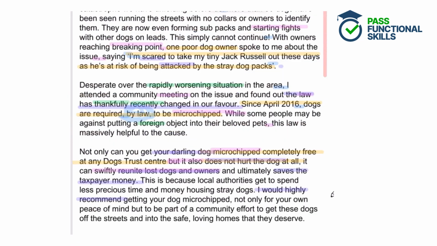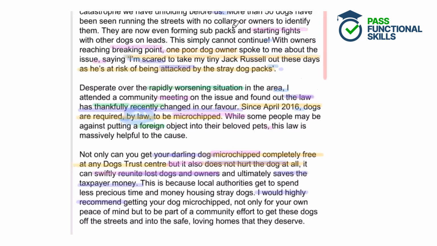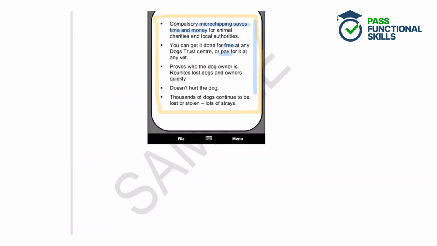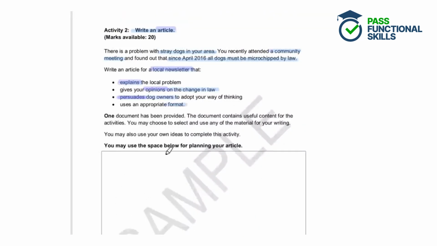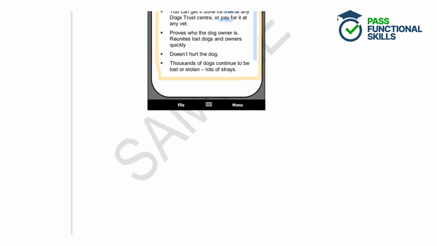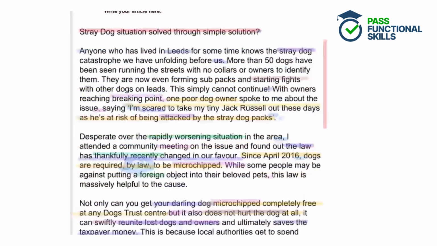So overall, this is a really fantastic answer. We've got sentences in which lots of different ideas are linked together to make the sentences more sort of complicated and to draw ideas together. Everything flows in a really logical and cohesive way to provide an effective answer to the question. The answer addresses all of the points that were asked in the question, including an explanation of the local problem, opinions on the change in law, and persuasive techniques to try and get dog owners to adopt your way of thinking. The answer is effectively adapted to the text type as well.